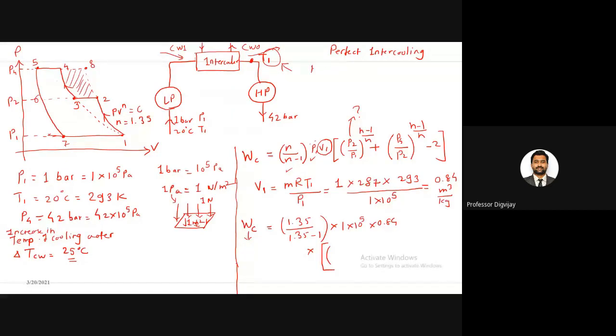So for perfect intercooling, P2 will be equal to under root P1 into P4, suction pressure into discharge pressure. I gave you an MCQ test 3 to 4 days ago. In that also I gave this MCQ, what will be the formula for P2. So you put those values here. P2 will be equal to 1 bar, so 1 into 10 to power 5, into 42 bar, so 42 into 10 to power 5. So calculate this and you will get the value of P2.